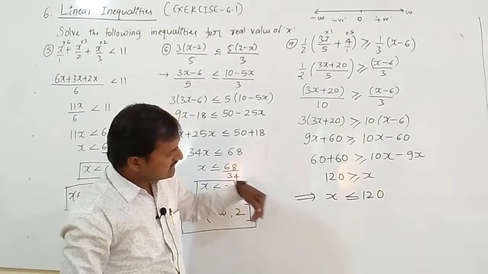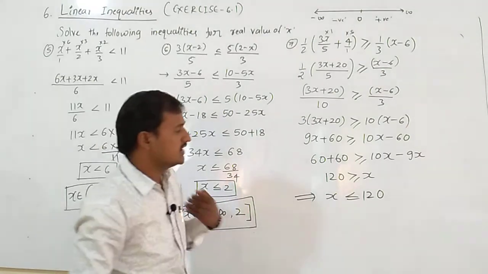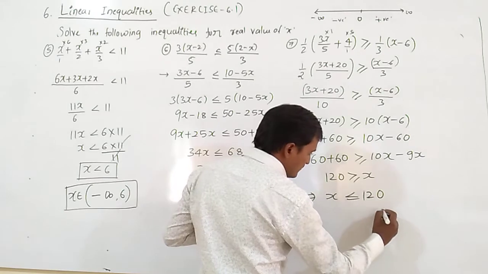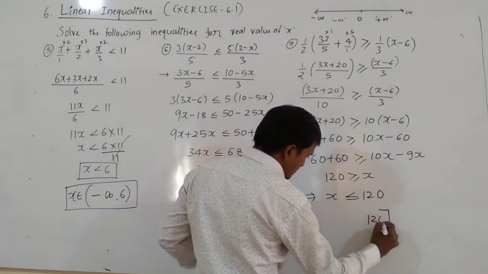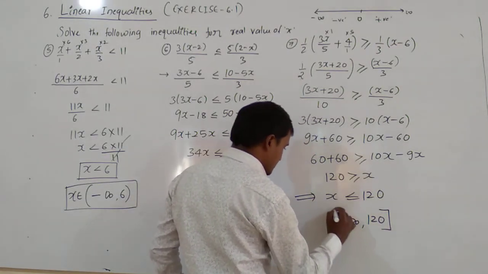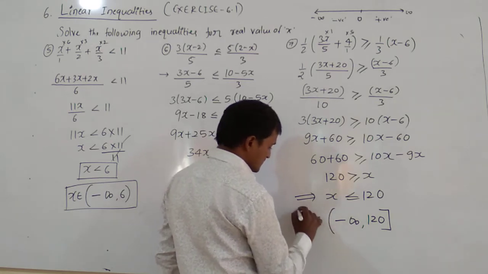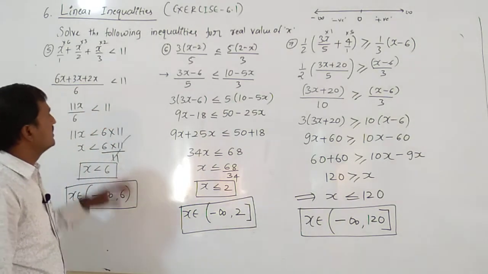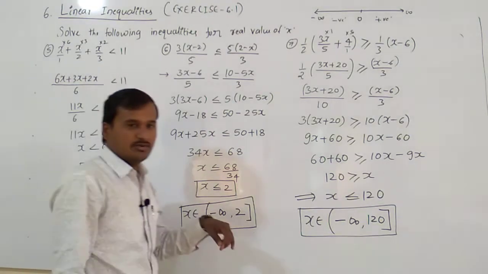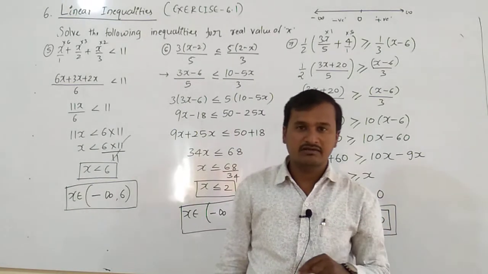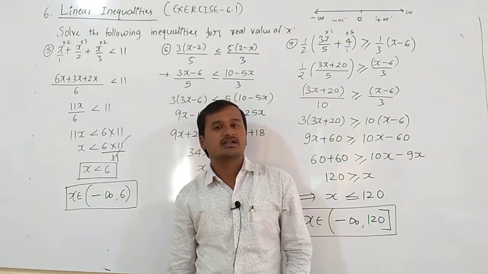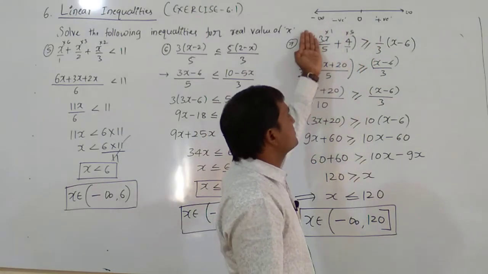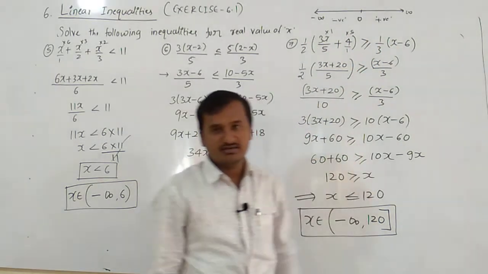The value of x must be less than or equal to 120, so clearly it is the left side of the number line. Therefore, for less than or equal to, you should use the closed interval, from minus infinity up to 120. So x belongs to this interval. Here, if it is less than or more than, write an open interval; if it is less than or equal to or more than or equal to, write a closed interval, depending on the left side and right side of the number line.